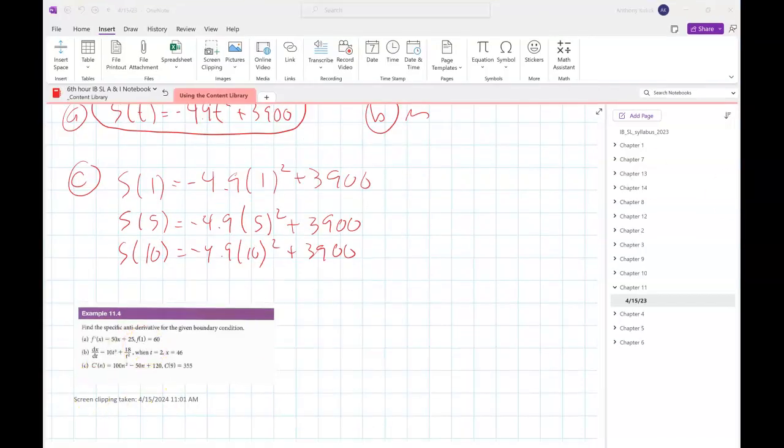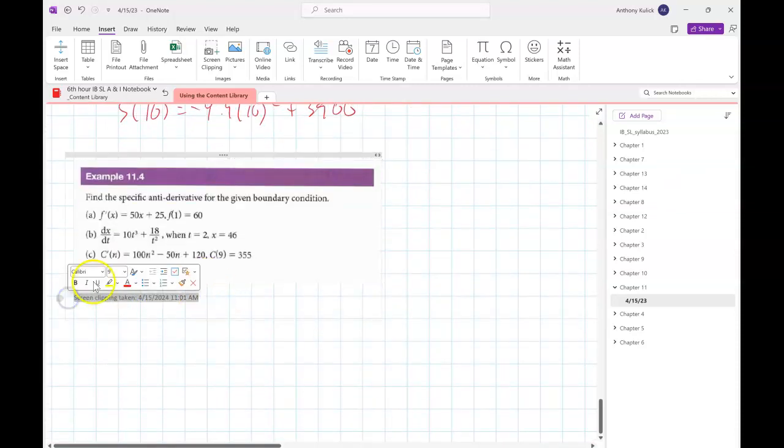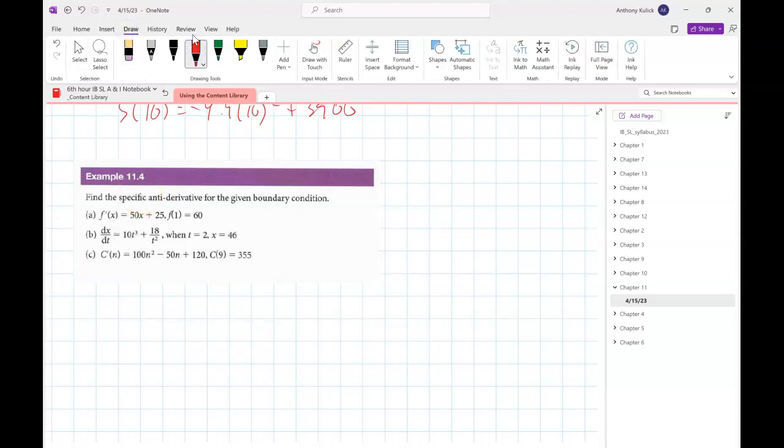Now, rather than doing this in a specific story problem situation, we can think about this in a generic situation. So again, if it says find the specific antiderivative for the given boundary condition, the boundary condition is just some point on the original function. But specific means we want the value for c, right? If it's a general antiderivative, plus c is good. Specific means we want the value for c.